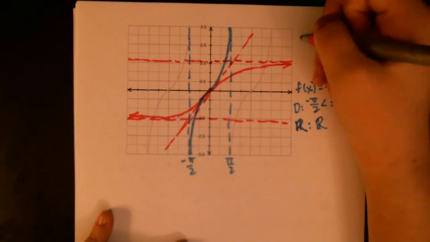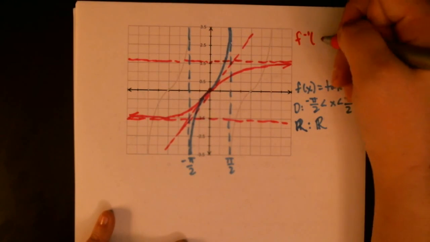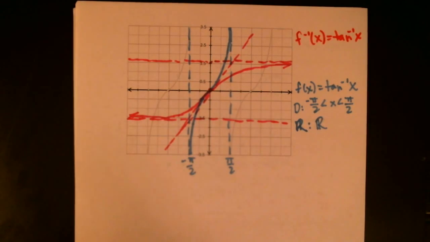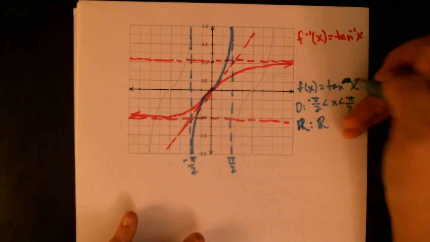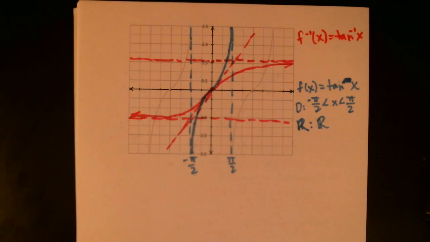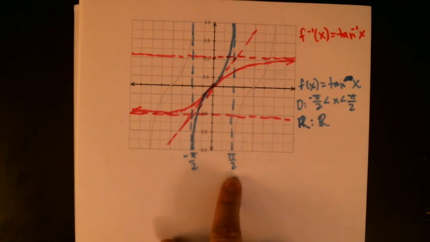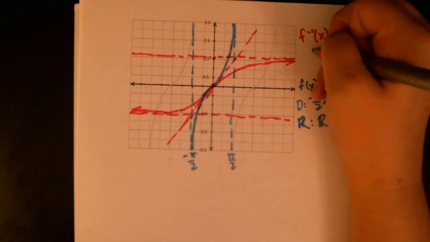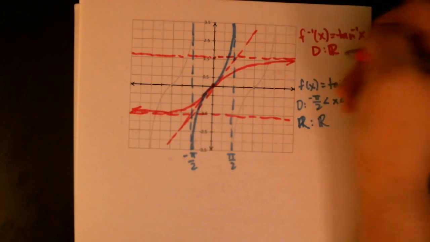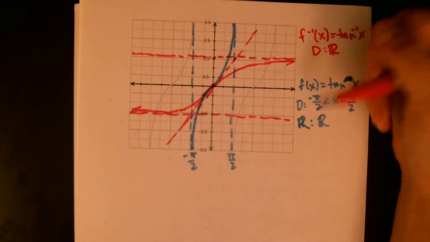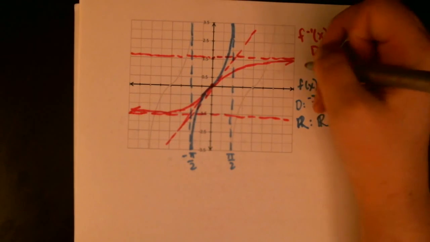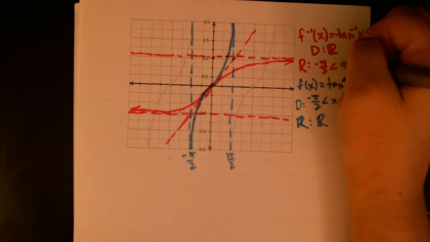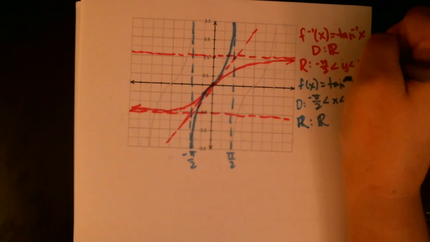And the inverse function, oh, what kind of nonsense do I have going on here? This was for tangent. My color coding worked, but my brain didn't. So tangent is from negative pi over 2 to pi over 2 with the range of all reals. Inverse tangent has a domain of all reals, which means up here I have a domain of all reals. And then the range here is going to be negative pi over 2 to pi over 2.